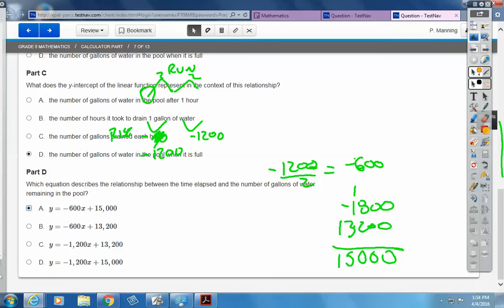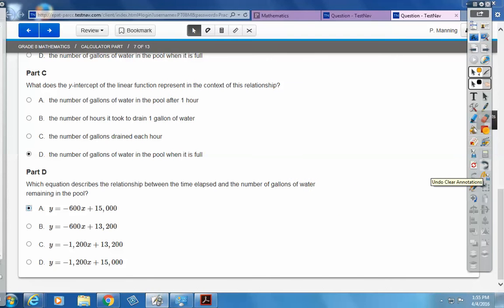And we could use the process of elimination because only one slope makes sense, which is this 15,000. And we know we're not losing 1,200 gallons per hour. We're losing that in every 2 hours. They're trying to trick you. All right. Number 8.